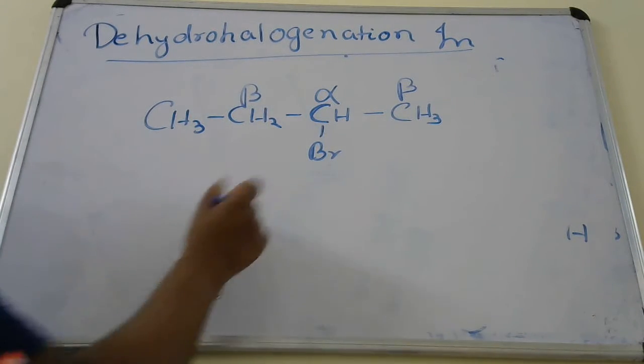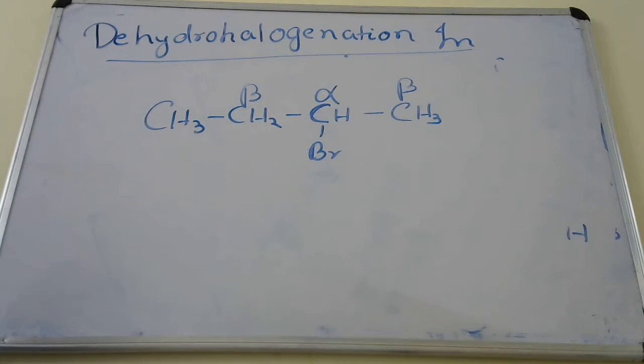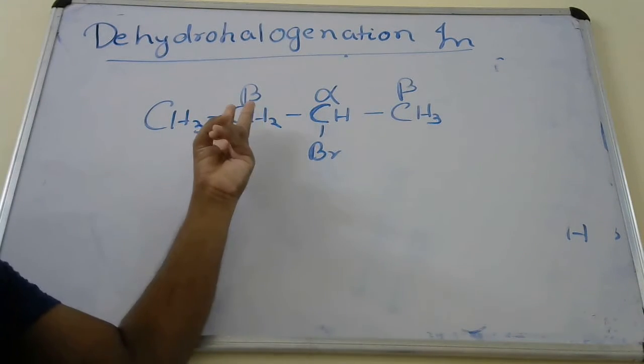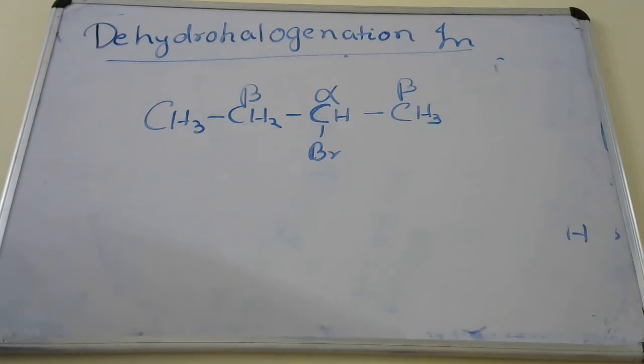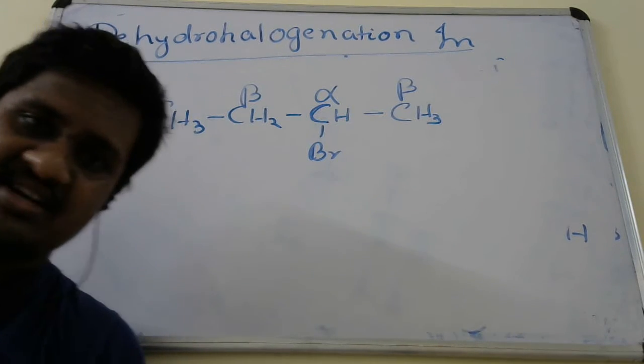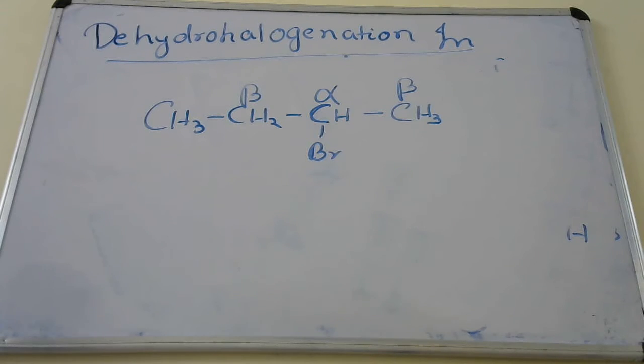So obviously there will be two beta hydrogens. The hydrogen attached to the beta carbon is beta hydrogen. So from which beta carbon will the hydrogen be eliminated?